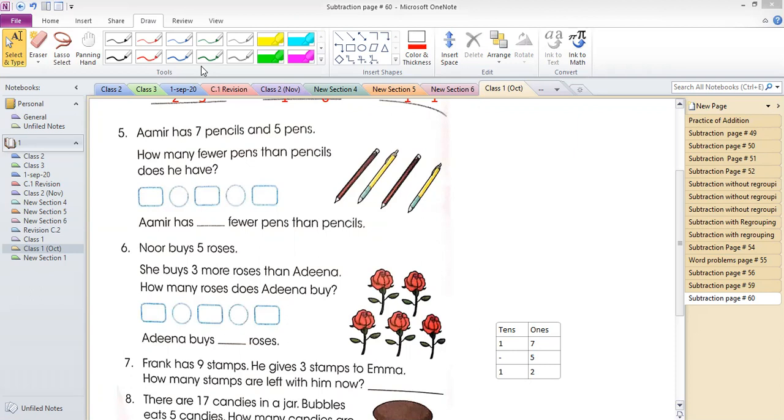Ammar. Yes, sir. Question number 5. Amir has 7 pencils and 5 pens. How many fewer pens than pencils do you have? Question number 5. Amir has 7 pencils and 5 pens. How many fewer pens than pencils does Amir have?